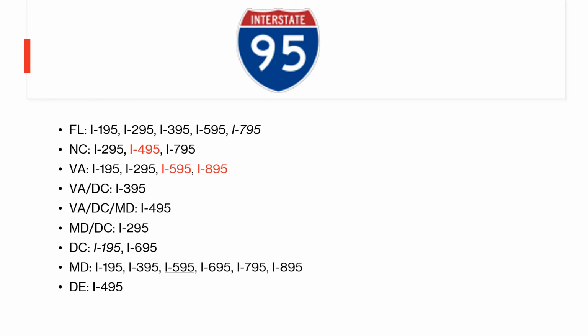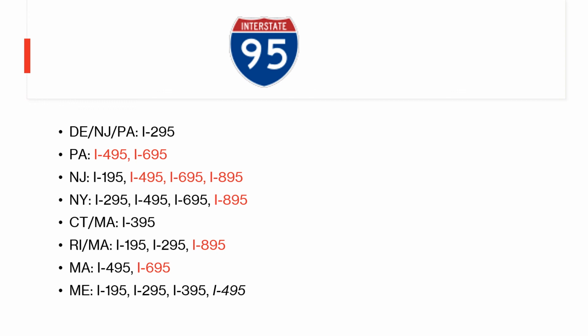And we go into the next I-95 slide now. We have Delaware, New Jersey, Pennsylvania with 295. That's the only other one that goes through 3 states, and it got extended into Pennsylvania in 2018. Pennsylvania, you have 495, 695. New Jersey, you have 195, 495, 695, 895. New York, 295, 495, 695, 895. Connecticut, Massachusetts, you have 395. Rhode Island, Massachusetts, you have 195, 295, 895. Massachusetts, 495, 695. Maine, 195, 295, 395, and 495.